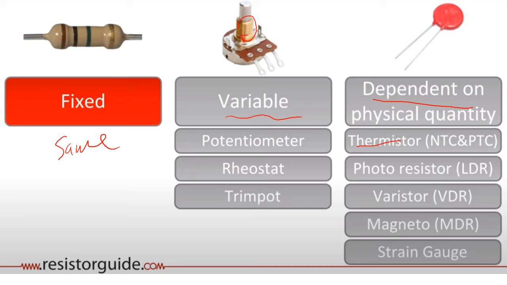So a thermistor depends on temperature. This is what they use in electric thermometers. They just have a resistor that changes its resistance depending on the temperature, they measure it, and then they have the thermometer. That's how it works. A photoresistor depends on light. A magnetoresistor depends on, get this, magnetism. A strain gauge depends on how hard you pull it.